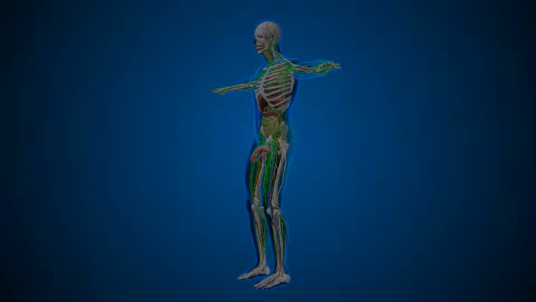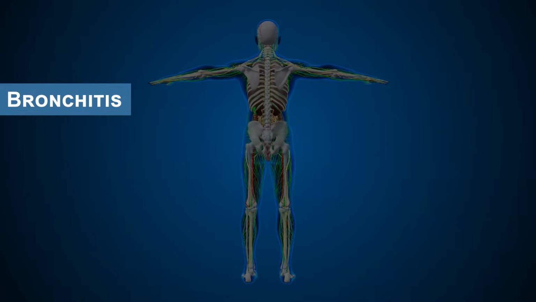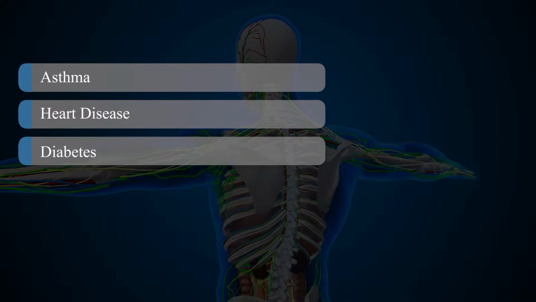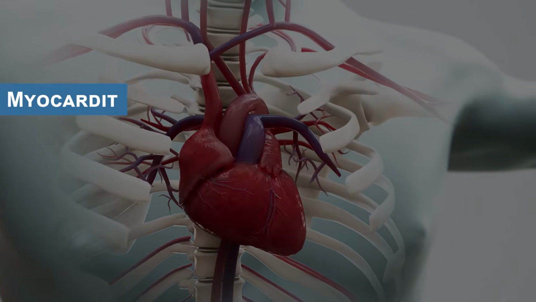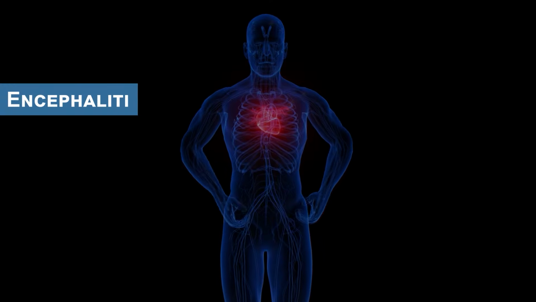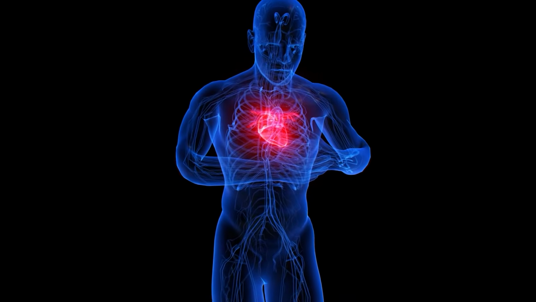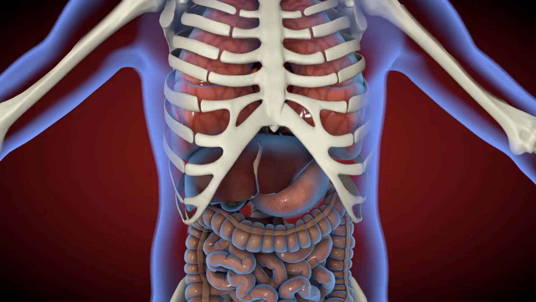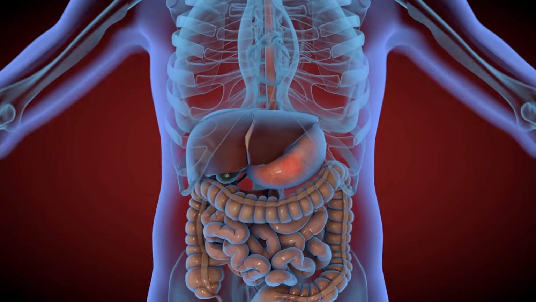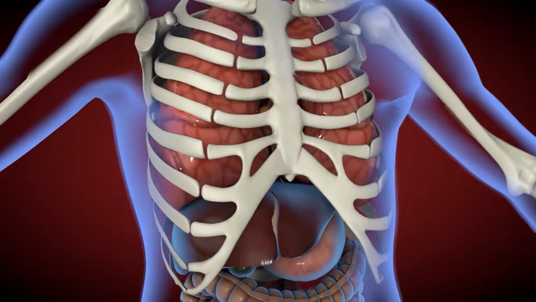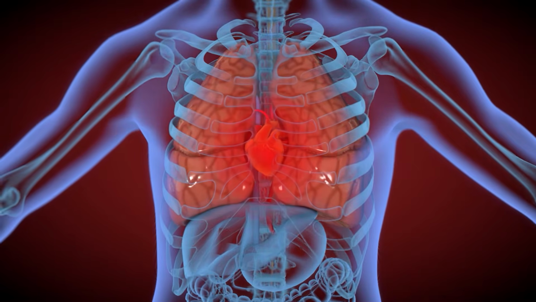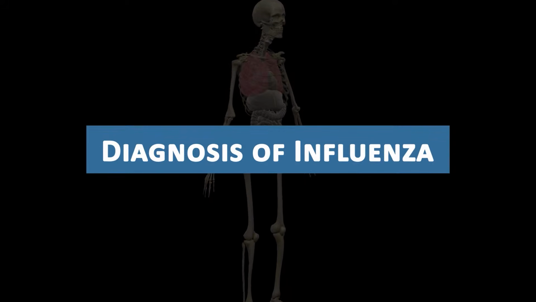Other complications include bronchitis, worsening of chronic medical conditions such as asthma, heart disease, or diabetes, and inflammation of the heart (myocarditis), brain (encephalitis), or muscles (myositis). In rare cases, influenza can lead to multi-organ failure or death, particularly when treatment is delayed or the individual has underlying health conditions.